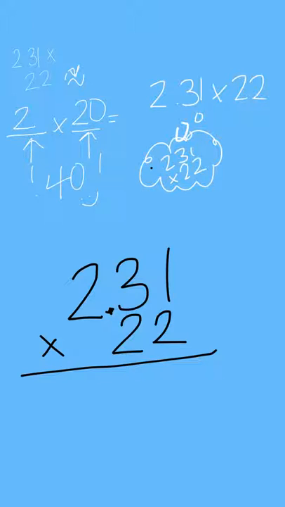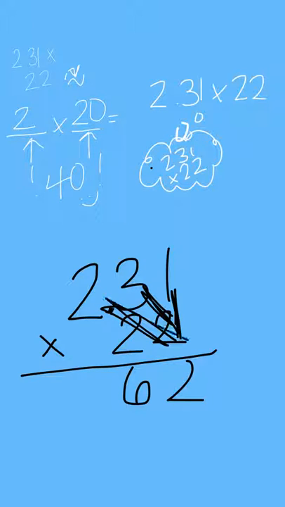First step is we're going to multiply 2 times 1, this piece right here. That's going to get us 2. Then we're going to multiply 2 times 3. It's going to get us 6. And we're going to multiply 2 times 2, which is going to get us 4. So now we have 462 as our first partial product. Let me clean that up.